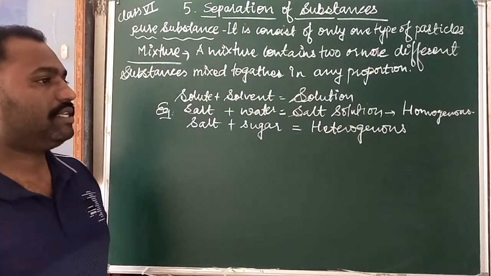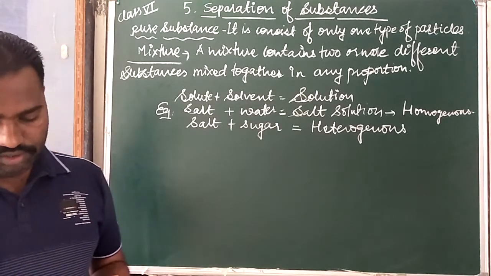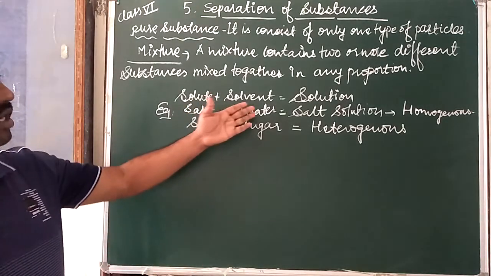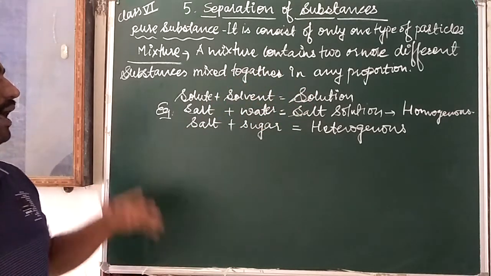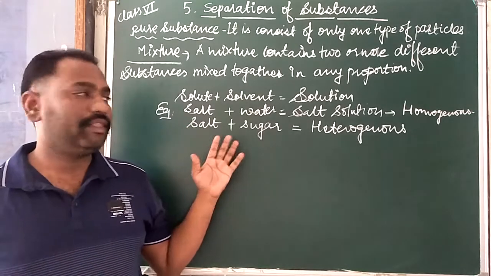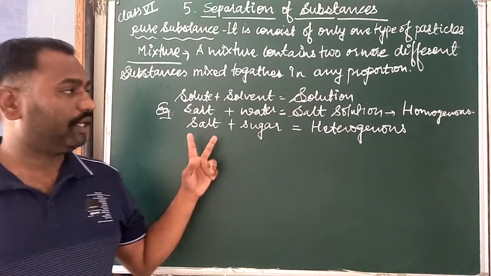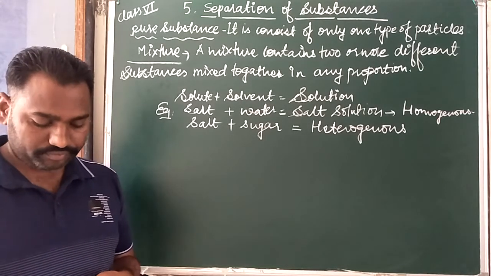This is homogeneous and heterogeneous. Because we cannot see where the salt is, this is homogeneous. And we can easily differentiate between the sand and sugar, and they cannot be mixed completely, so that is the heterogeneous mixture.